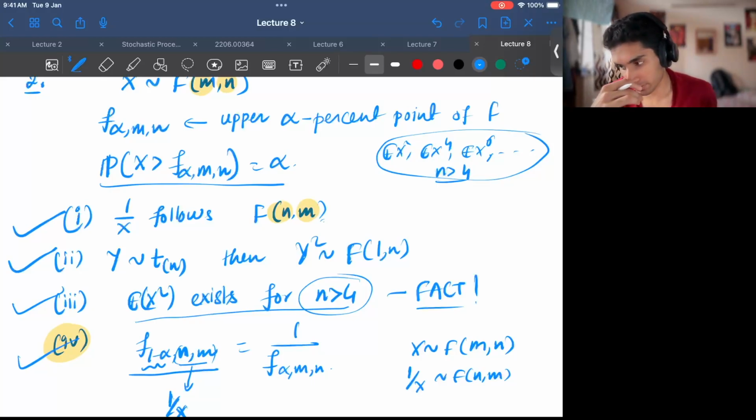For n equal to 1, 2, 3, the even moments won't exist. For 4 and greater than 4, they will exist. 4, 5, 6, 7, all of those, they will exist.